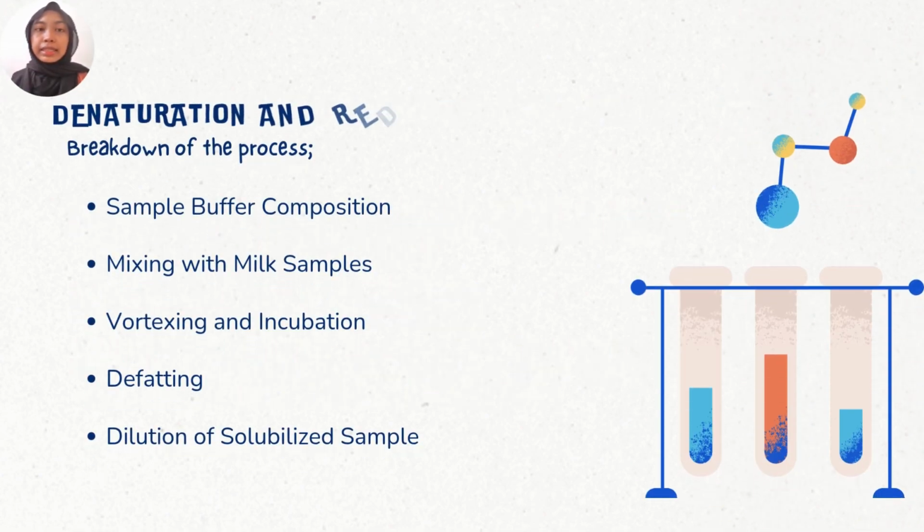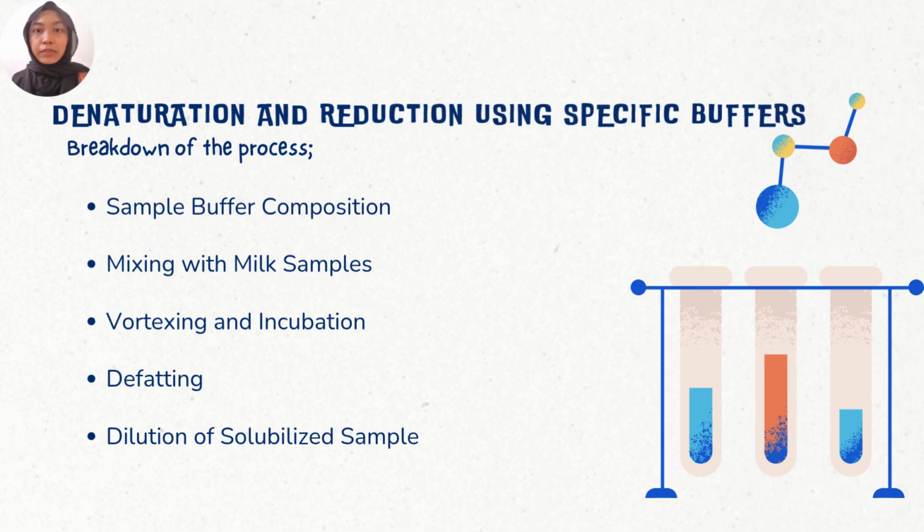The last method is denaturation and reduction using a specific buffer. Several steps for this method are sample buffer composition, mixing with milk samples, vortexing and incubation, defatting, and dilution of the defatted sample.